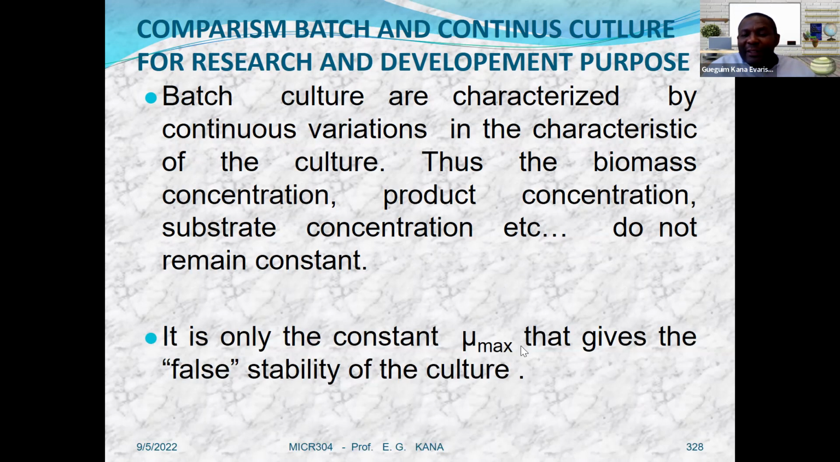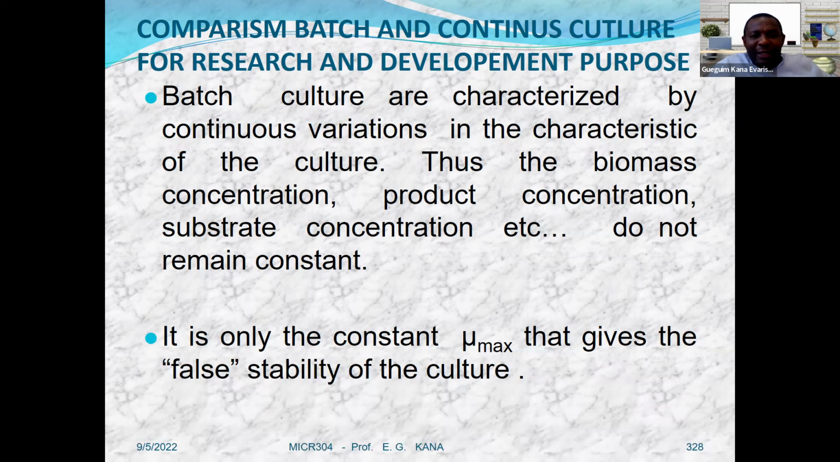We also agree that it's only the mu max that gives you the feeling of dealing with a stable system. It's simply because you have cells growing at mu, at the maximum specific growth rate, that you have a feeling that you are dealing with a stable system. In actual fact, biomass concentration is changing over time. The product is accumulating in the reactor, also changing, concentration change over time. And you have a number of parameters that are changing, that are not stable.